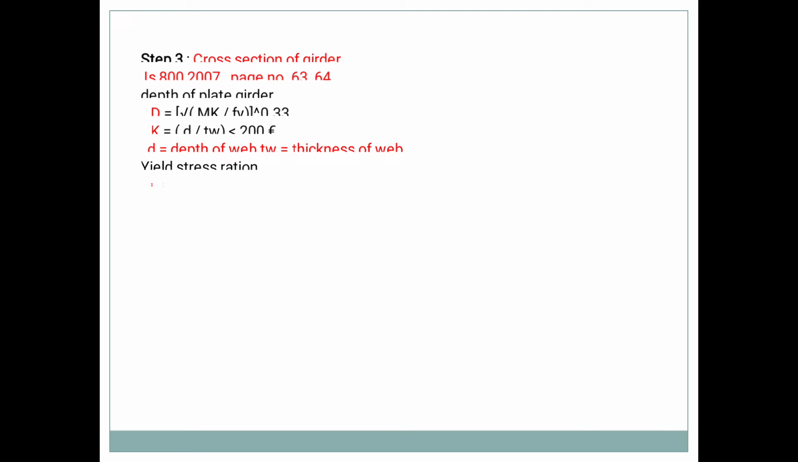Yield stress ratio: epsilon is equal to the square root of 250 by fy. fy is given in our question, so 250 by 250 is equal to 1. So k is equal to 200 into epsilon, which is 200 into 1, so k is equal to 200. Then apply all the values in our depth formula. d is equal to (4000 into 10 power 6 into 200 divided by 250) to the power 0.33, which is equal to 1500 mm. Then adopt overall depth d is equal to 1500 mm.